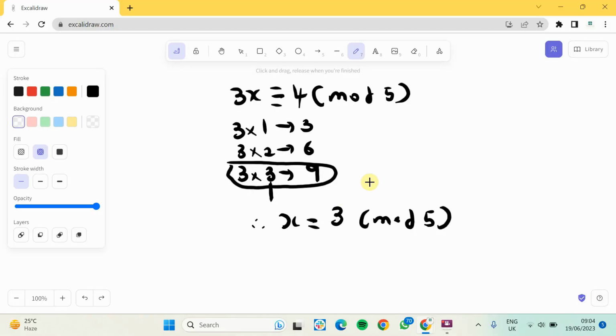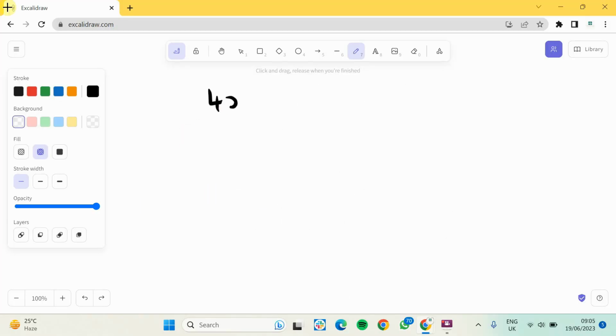So if 4x is equal to 6 mod 5, find the value of x. Another way that you can do it is that if you have a value here, this 6, that is greater than the modulus, you can further reduce it. So you can further reduce it.